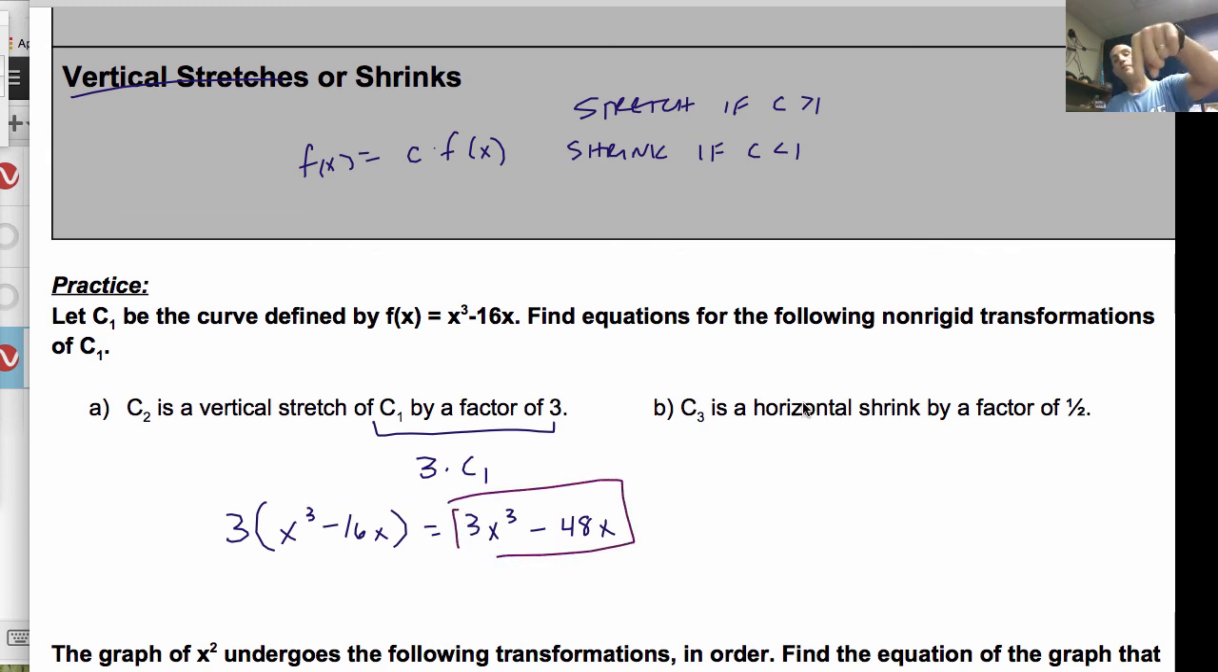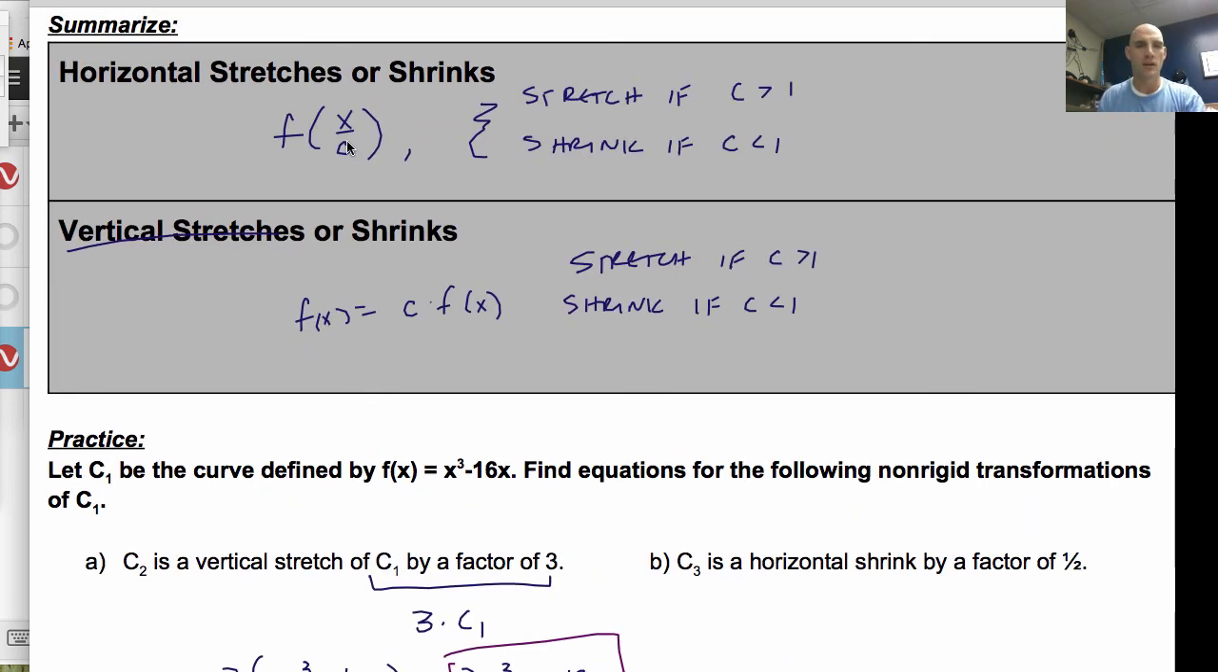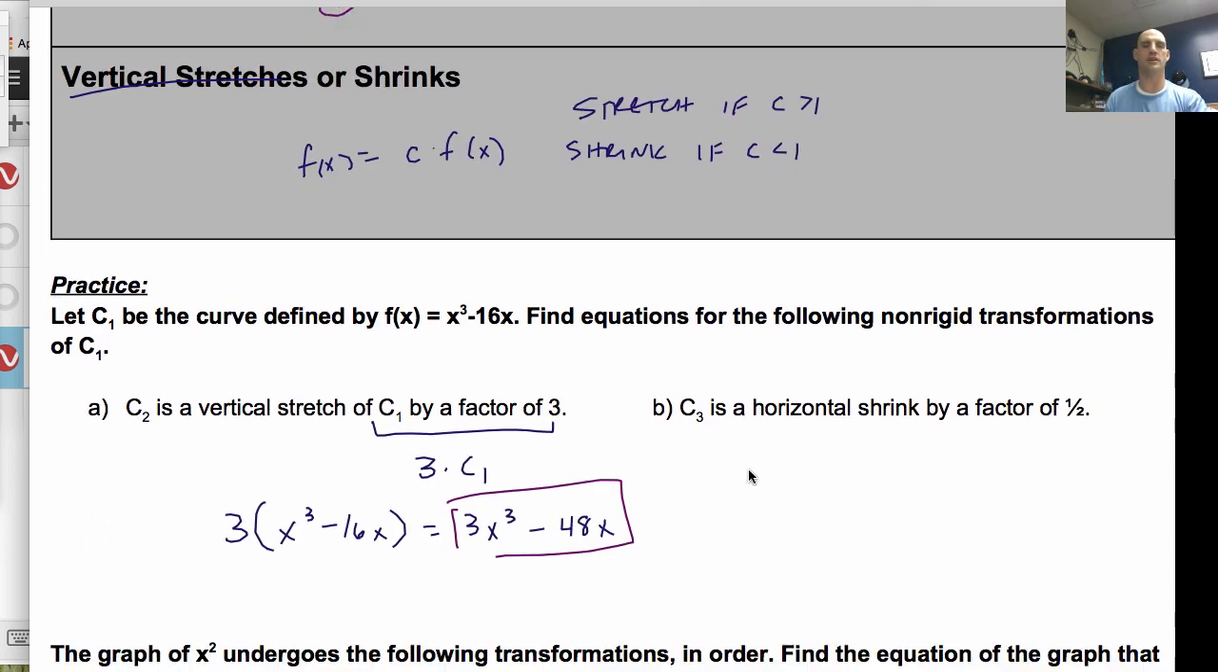A horizontal shrink by a factor of a half means that's what I'm dividing by. Look, my horizontal factor goes on the bottom. So watch this. You're going to be like, what? So f of x over c is equal to f of x over 1/2, because that's my factor that I'm stretching or shrinking by. Well, you have to know a little bit about fraction operations. When I divide by a fraction, it's the same as multiplying by the reciprocal. So dividing by a half is the same as multiplying by 2. So to find this horizontal shrink, I literally need to put in 2x into my function.